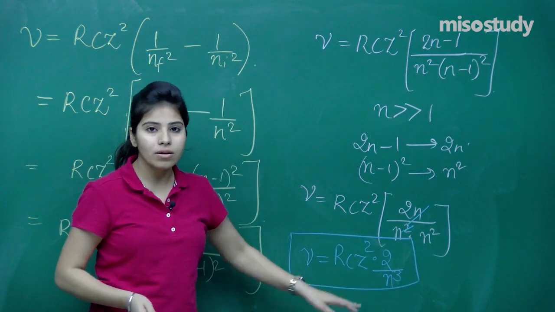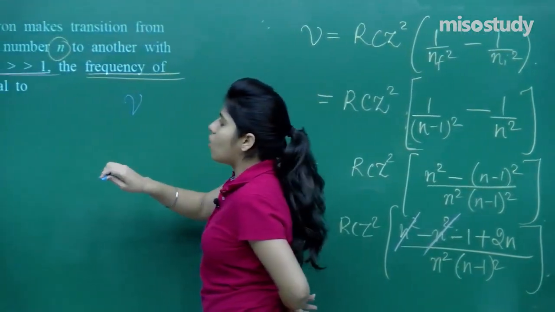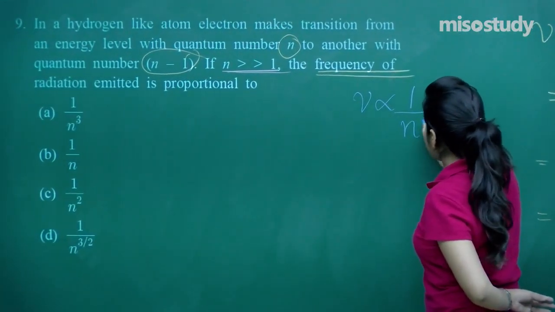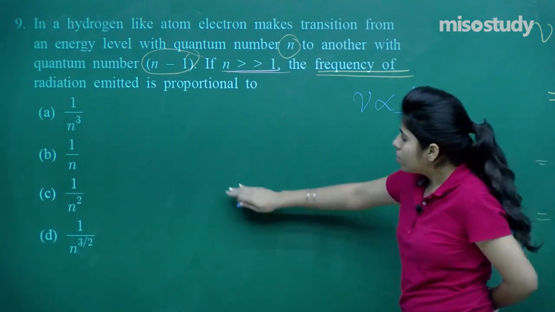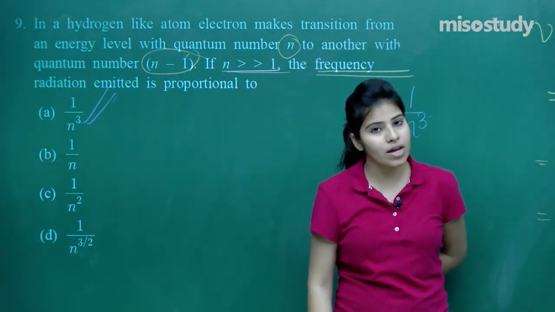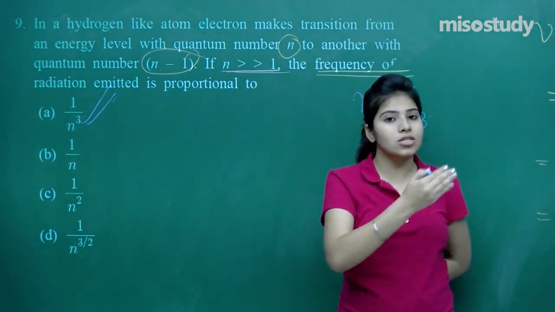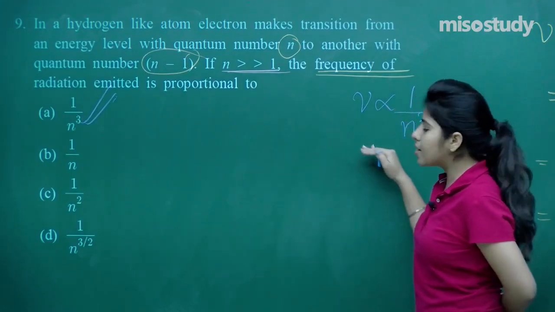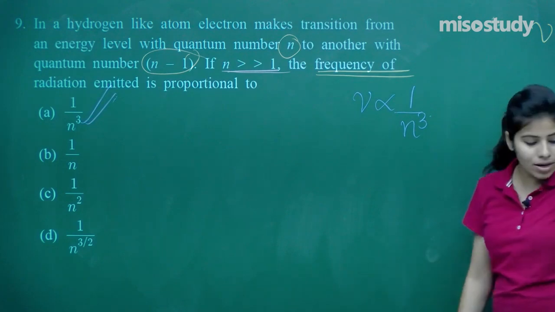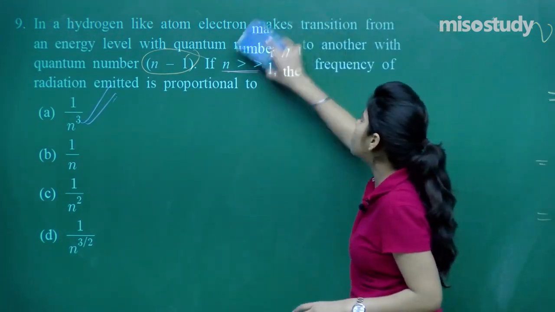Definitely you can see from here. So we will say that the frequency of radiation emitted is proportional to 1 upon n cube. So option A should be the correct answer for this. Right or wrong? We have just approached from the correct way and reached the situation where we can see that it has come out to be proportional to 1 by n cube. So this is the correct answer.